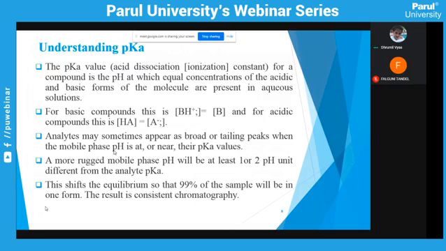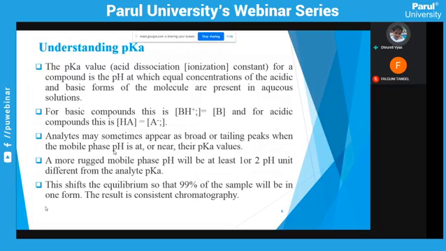If you select a pH equal to pKa or very near to pKa for your mobile phase, do you know what will happen? The analyte appears broad or gives tailing. We don't get a sharp peak. So what you have to do is adjust the pH 1 or 2 units different from the analyte pKa.